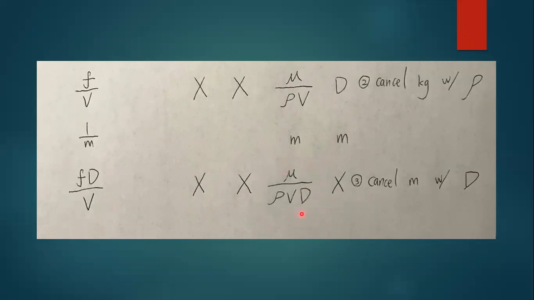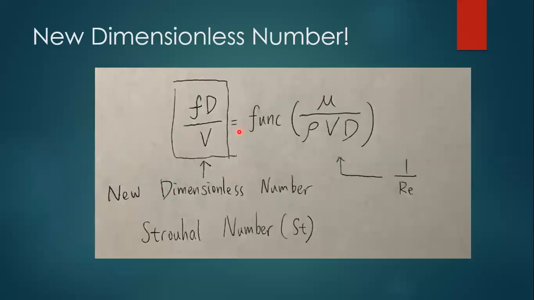Does this one look familiar? Yeah, it's actually 1/Reynolds number. And the other unitless factor here is the new dimensionless number we're going to talk about today, which is called the Strouhal number. So the Strouhal number is a function of 1 over Reynolds number.